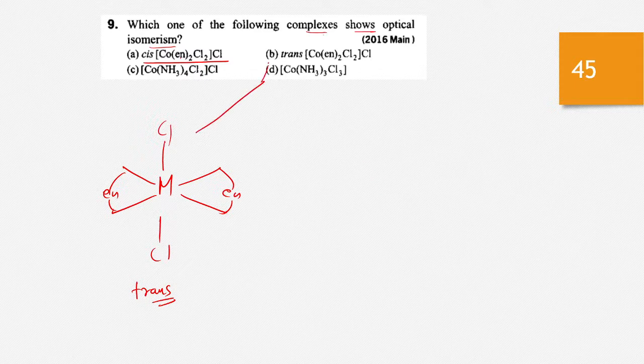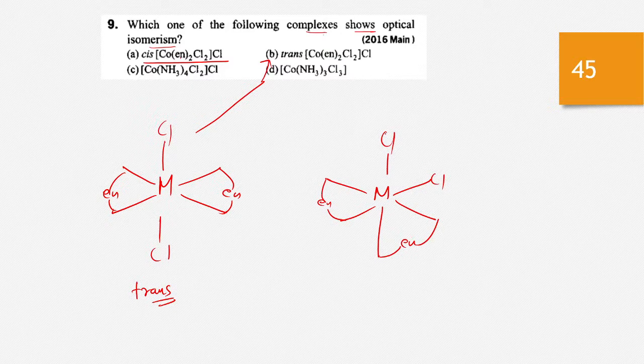So we need to make a cis one. This is the second option. We need to make a cis one. So first you can have these 2 Cls close by, and then you can think how to join the ethylene diamines. You can connect them like this also, right? So this is the cis isomer and this is the trans isomer, and then you have these possibilities also.